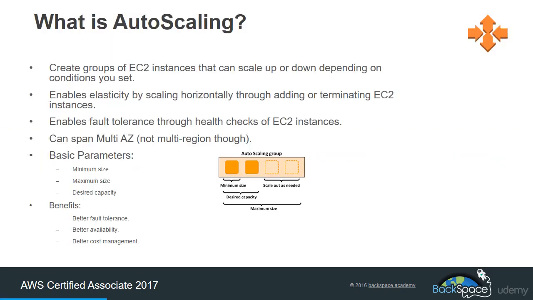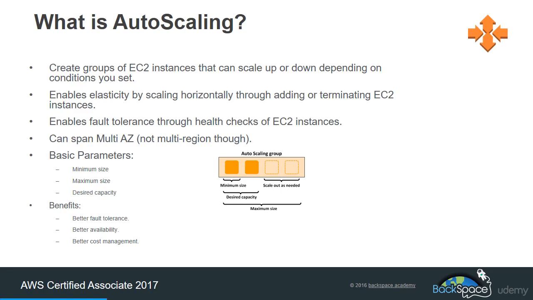So auto scaling is a service that creates groups of EC2 instances that can scale up or down depending on the conditions you set. This enables elasticity by scaling horizontally by adding or terminating EC2 instances. It also enables fault tolerance because it has health checks of these EC2 instances and can automatically terminate and replace unhealthy instances. It can span multiple availability zones, although it cannot span multiple regions.